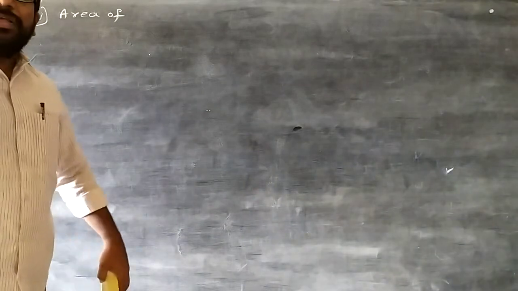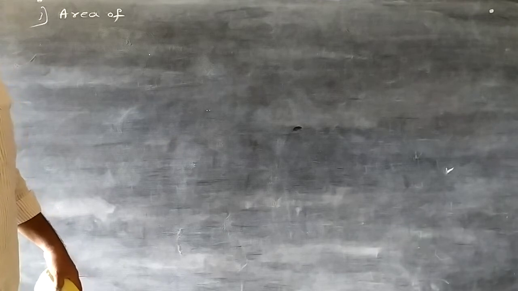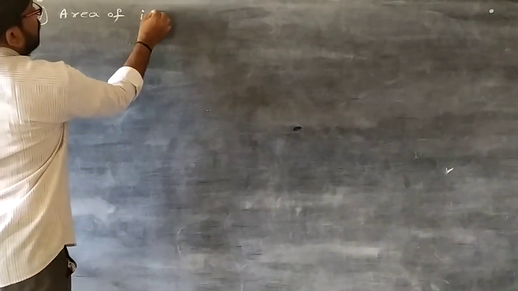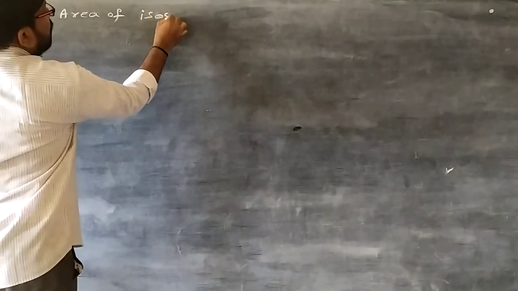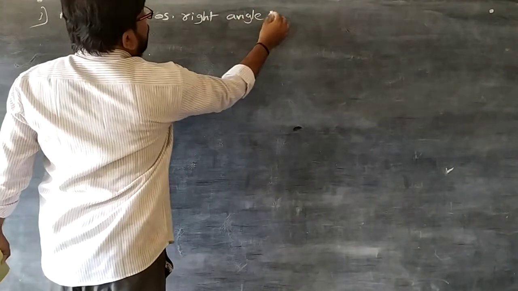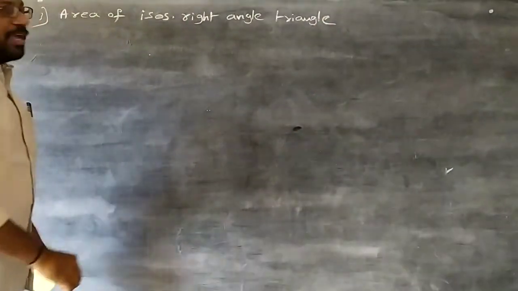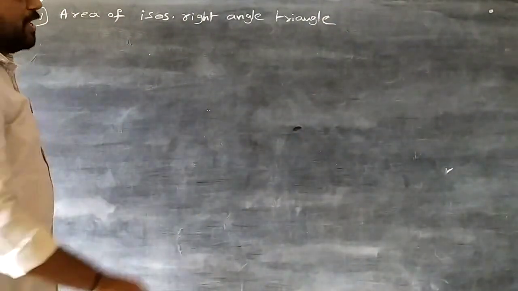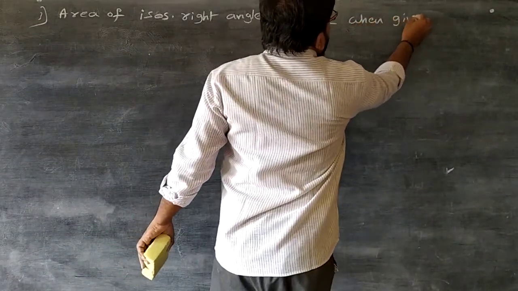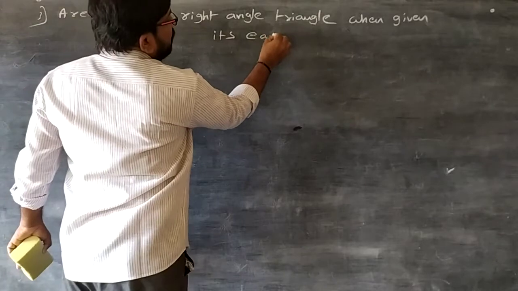Next, third formula, area of an isosceles right angle triangle. An isosceles right angle triangle means one in which the perpendicular sides are equal. Then that is called an isosceles right angle triangle. See, area of isosceles right angle triangle when given its equal side.